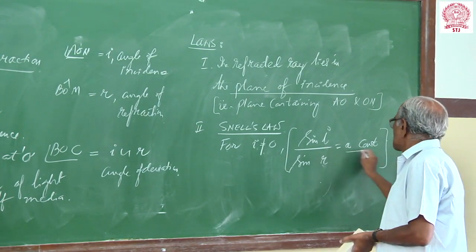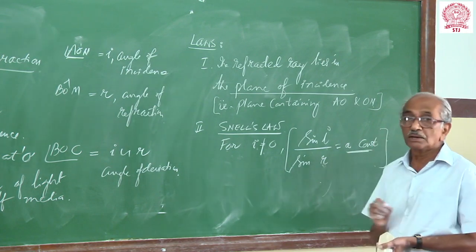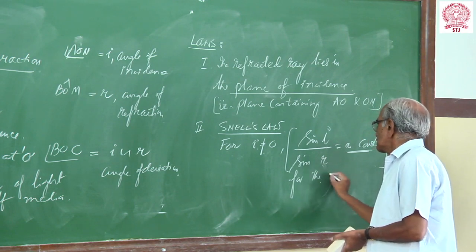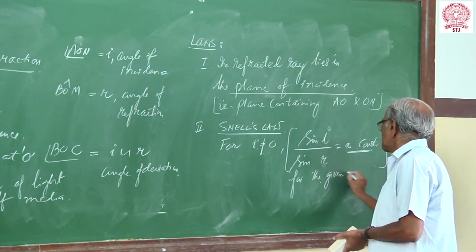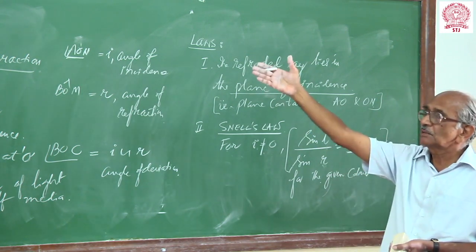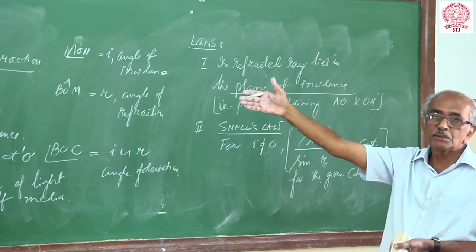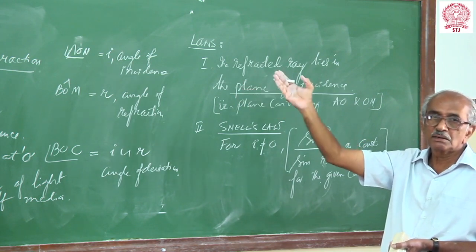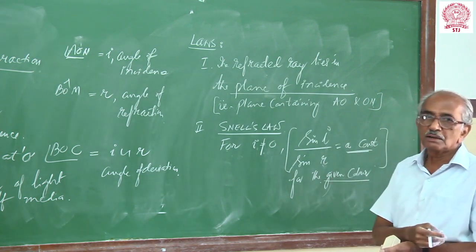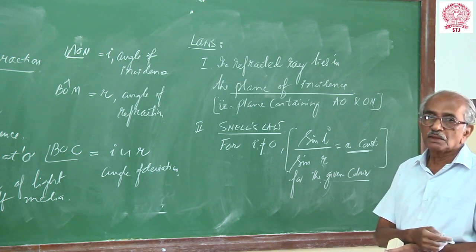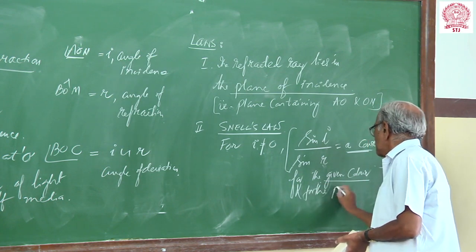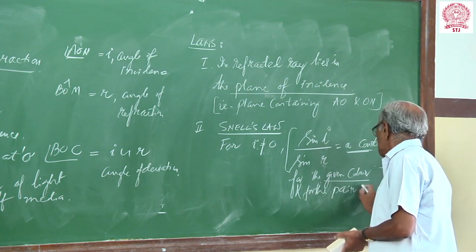Similarly, this is constant, provided, say, for the given color of light. I have not mentioned it there, I have just mentioned it is light. It may be red light, blue light, green light, like that. Different colors. For a given color, more appropriately, for a given wavelength. And for the given pair of medium.